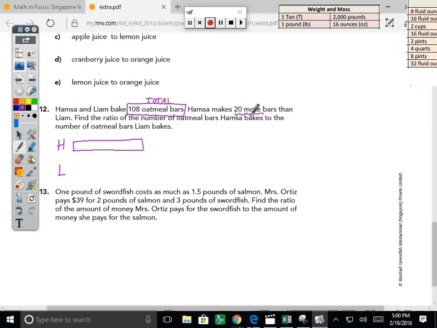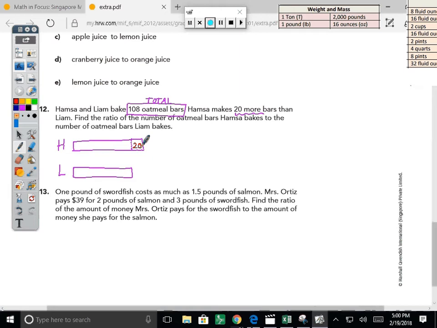It says he made 20 more bars than Liam. And the next bar has to be a little bit shorter. It has to be Liam, and he didn't make as many, did he? Well, if I know Hamsa made 20 more, it's like saying, if they had made the same amount, Hamsa would have stopped right there. But he made more, didn't he? He has 20 more sitting right there.